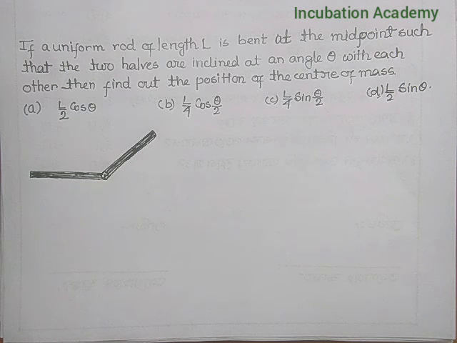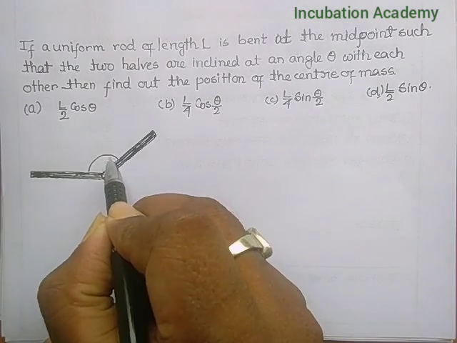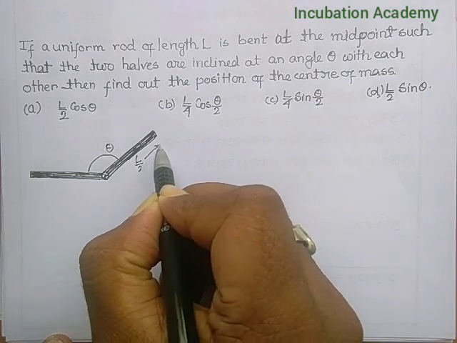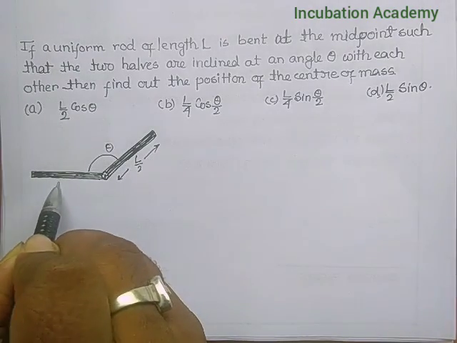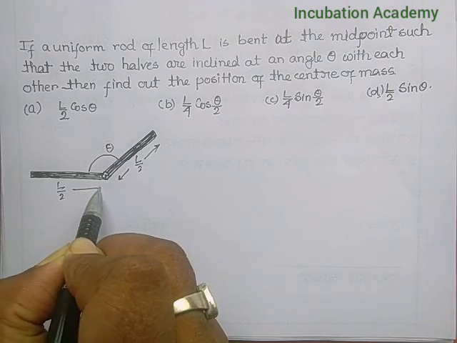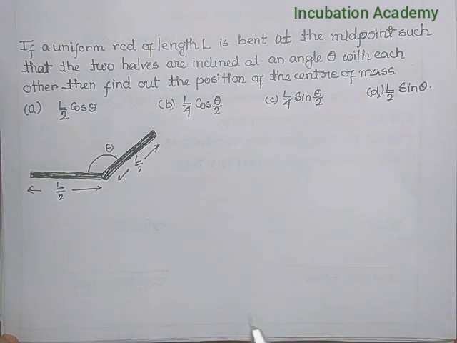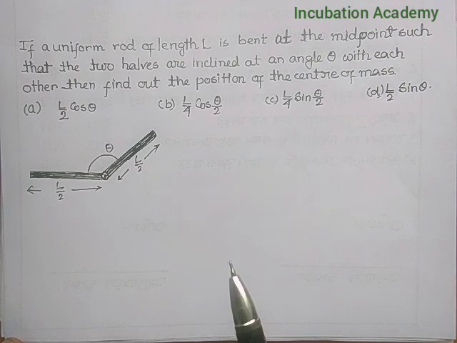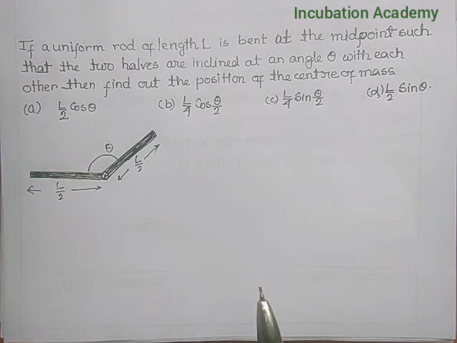It is a problem of symmetry basically. The question is, if a uniform rod of length capital L is bent at the midpoint such that the two halves are inclined at an angle theta. So this is my angle theta and this is L by 2 and this length is also L by 2. The two halves incline at an angle theta with each other, then find the position of the center of mass.